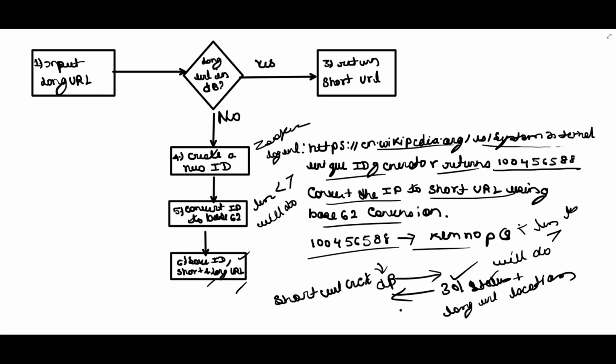So I hope I'm able to answer all the questions like how to generate the IDs and how to encode it, different algorithms to use, what database can be used, the high level design flow diagram, and how to compute the length of the URL shortener.